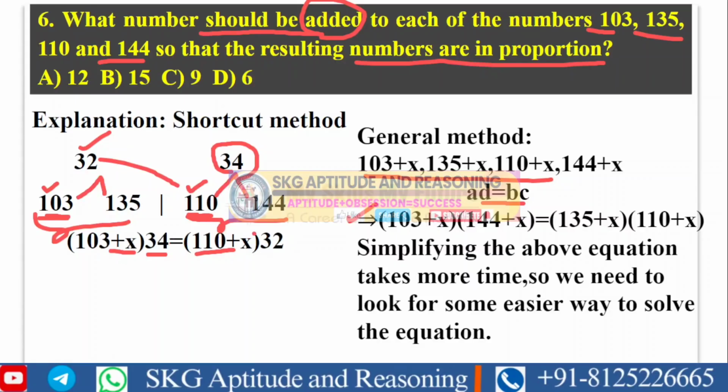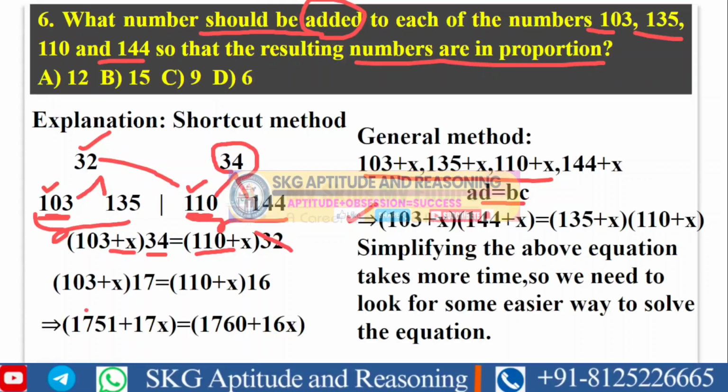And if we do simplifications here, if we eliminate the two tables, it will become 16, and so it will become 103 plus x into 17. That will be equal to 110 plus x into 16. So now tell me whether simplifying this equation is easy or simplifying this equation is easy. I'll say that simplifying this equation is very easy.